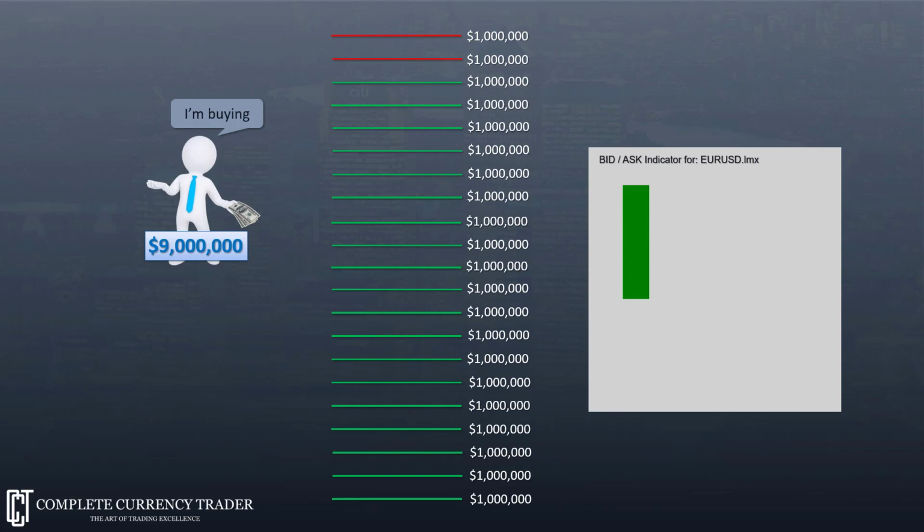Now, think about what that's telling you and why it's important. It's telling you where market makers are pushing their liquidity. In this example, they're pushing more liquidity on the bid side, below the price. Ultimately, that's all it's telling you.